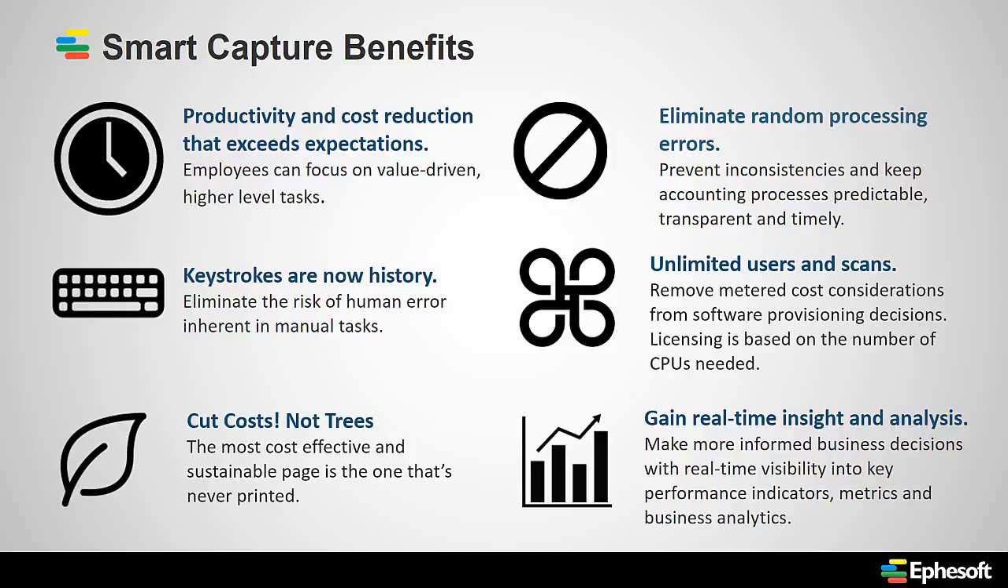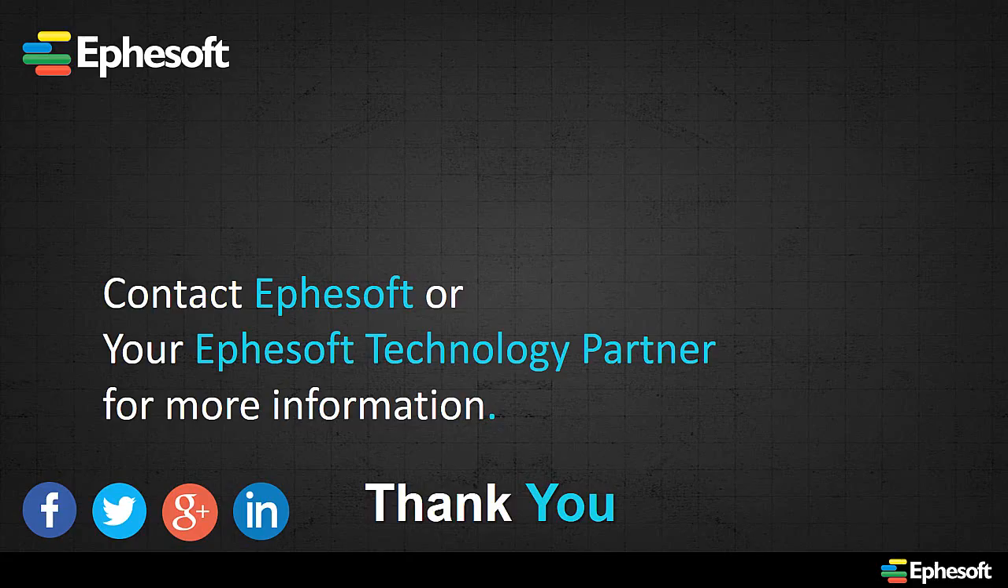We have found these great benefits too. The production and cost reduction exceed the expectations of most of our clients. Keystrokes are history, and so are human errors for the most part. You're not cutting down trees because you're reducing paper. You eliminate random processing areas. There's unlimited users and unlimited scans, and you can now gain real-time insight and analysis of your information. You can make more informed business decisions with real-time visibility into key performance indicators, metrics, and business analytics.